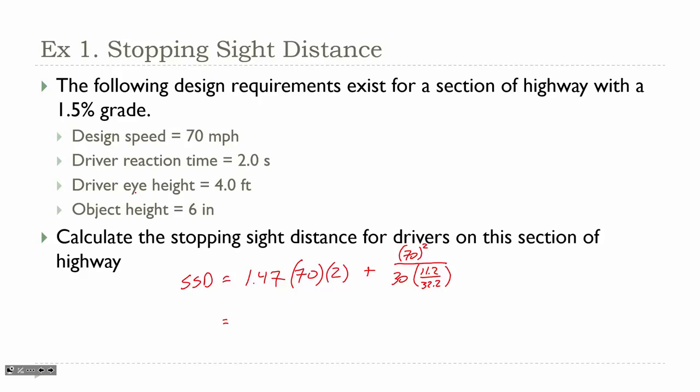The first one is 205.8, and the second one is 469.6. So the total was 675.4. So our total stopping sight distance is 675.4 feet. Questions on that one?